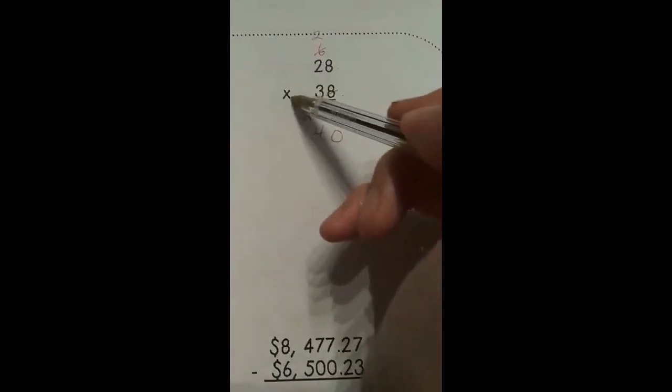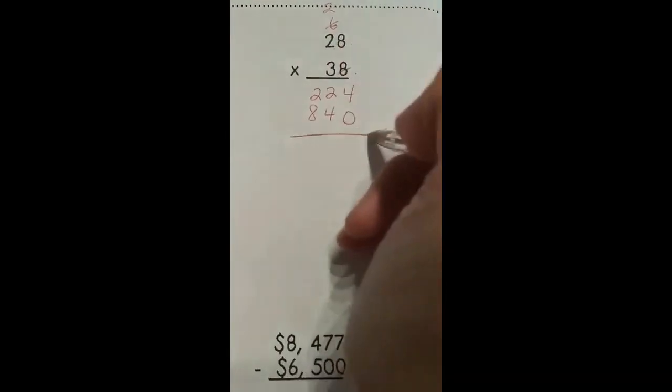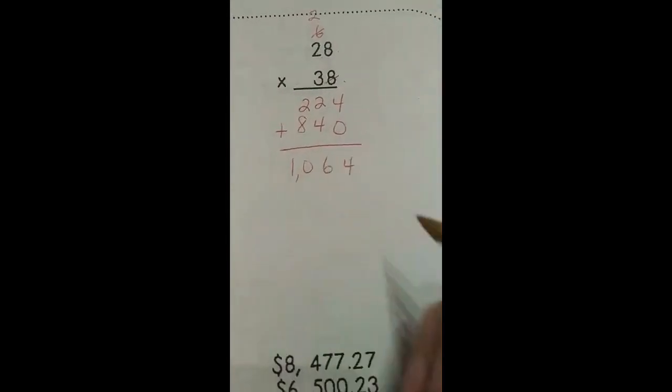8 times 3 is 24. Put a 4, carry a 2. 3 times 2 is 6. Plus 2 is 8. Draw my line, add them up. The answer to number 4 is 1,064.